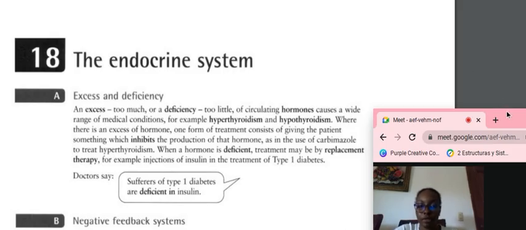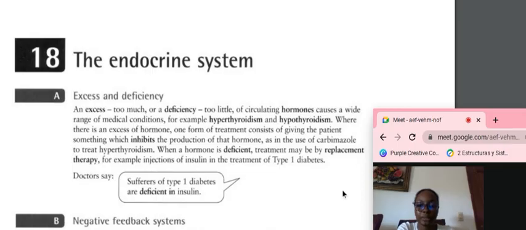Excess and deficiency. An excess, too much, or deficiency, too little, of circulating hormones causes a wide range of medical conditions. For example, hyperthyroidism and hypothyroidism. Where there is excess of hormone, one form of treatment consists of giving the patient something which inhibits the production of that hormone, as in the use of carbimazole to treat hyperthyroidism.